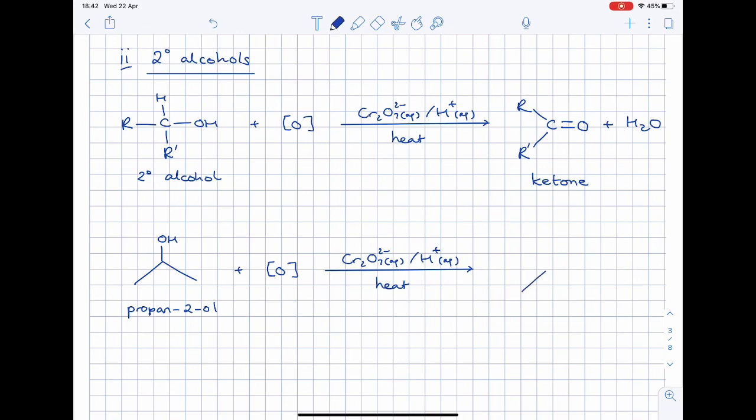The ketone in this case will look like this. So where I had the OH, that would be gone, the hydrogen has gone, and then we have a double bond between the O and the carbon here. So this is called propanone.